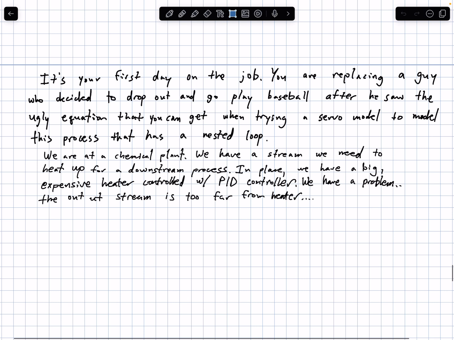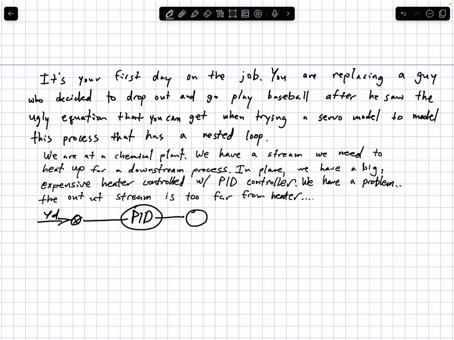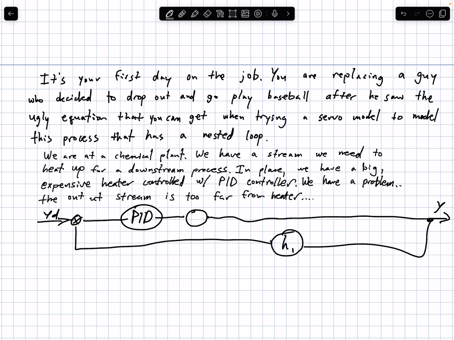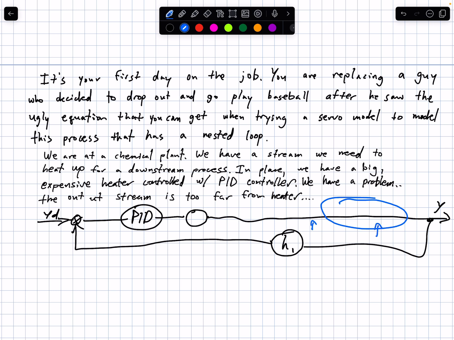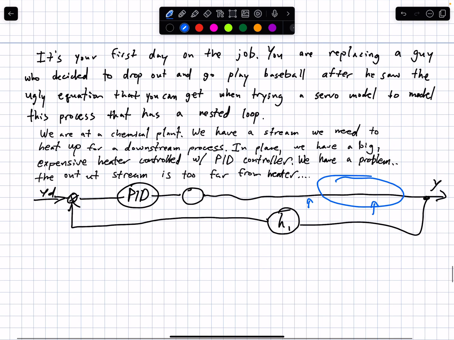So let's just look at the system here now. Briefly, it's a PID right now, first process, which is a big heater. And then all over here is your output. We're going to measure here, and this is your measuring device that is assumed to be perfect. So the problem is that it's losing heat and the temperature is too low right here. So we're going to be putting in a controller and a second process, which is a small, cheap heater.